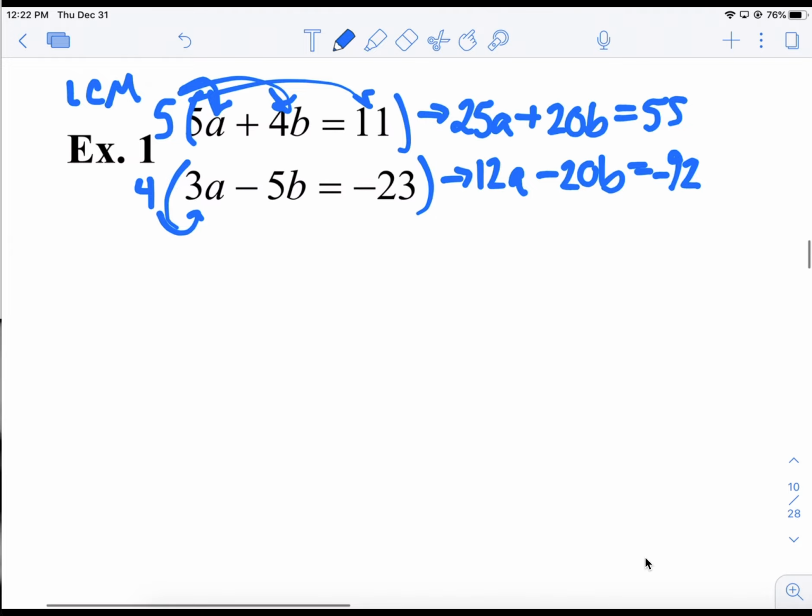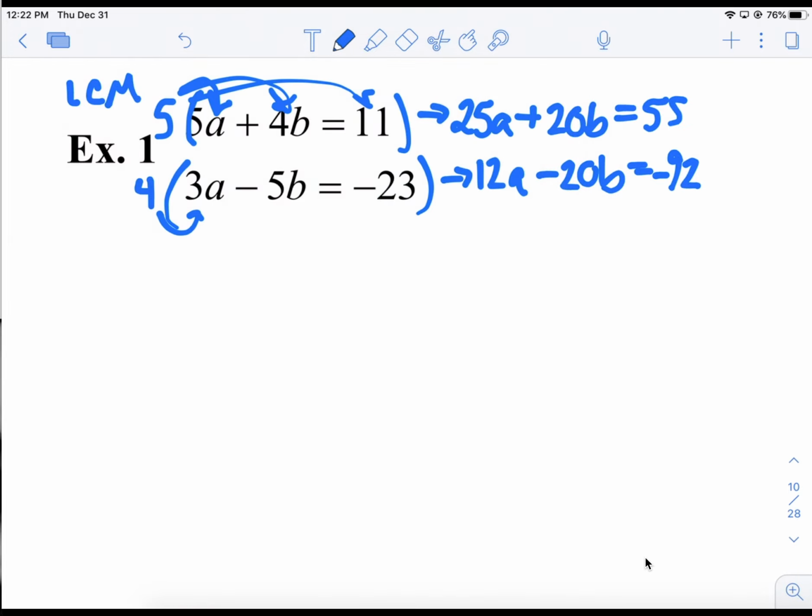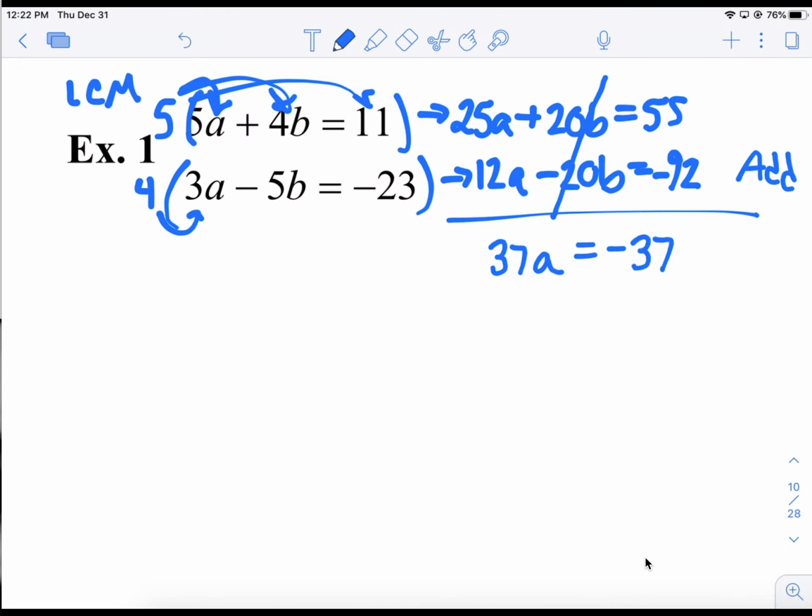All right. Again, if you ever need to pause, copy this down, go ahead and do that. We're going to move forward. Once I have my two new equations, you should very clearly have something that cancels out. And what we are going to do is add these two lines together to make one equation with one variable. Okay? So 25a's plus 12a's gives us 37a's. 55 and a negative 92 gives us negative 37, which makes for some very easy division. Divide both sides by 37 gives us a negative 1.